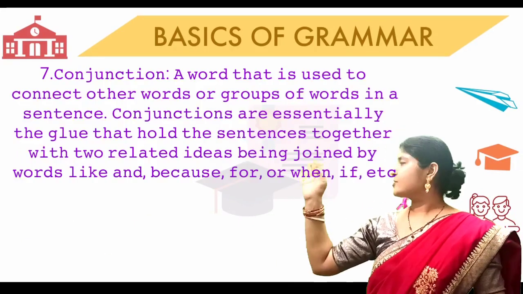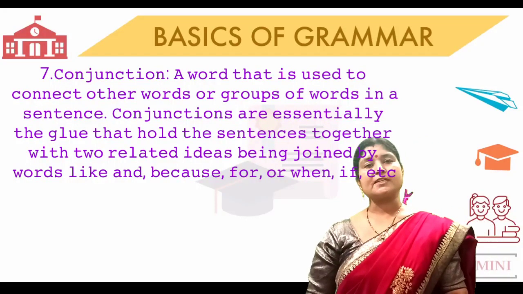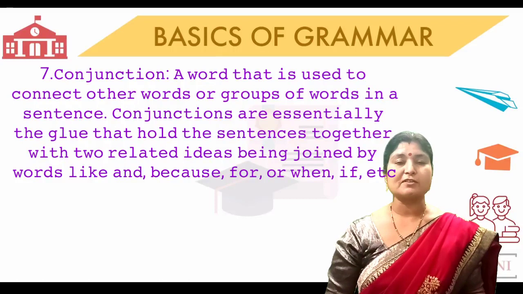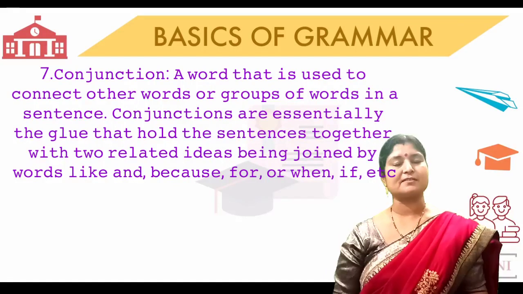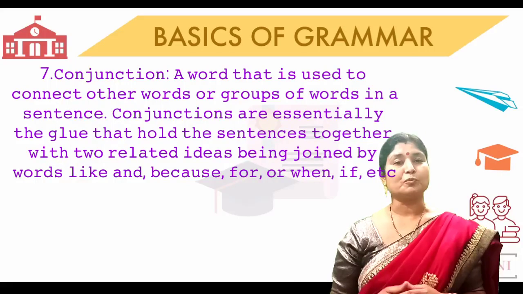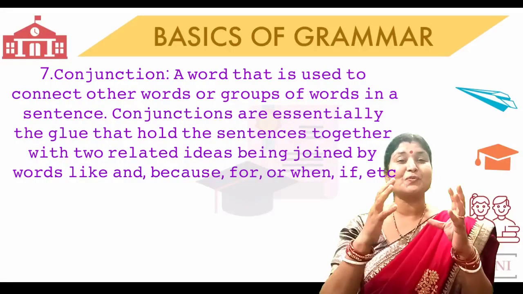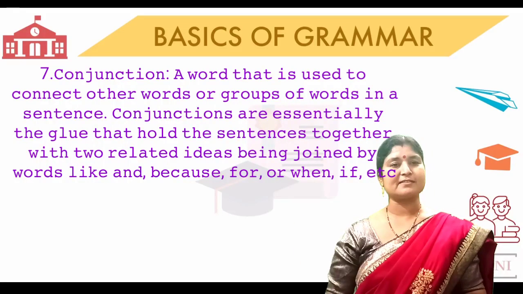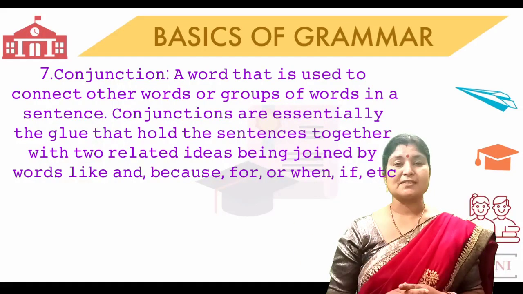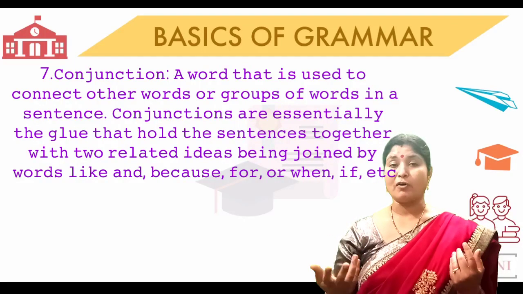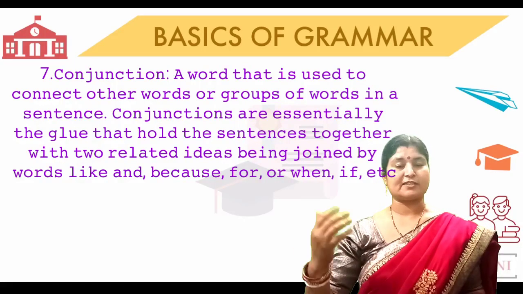Next, that is conjunction. A conjunction is a word that is used to connect other words or groups of words in a sentence. These conjunctions are essentially the glue that holds the sentences together, with two related ideas being joined by words like and, because, for, or, when, if, etc.